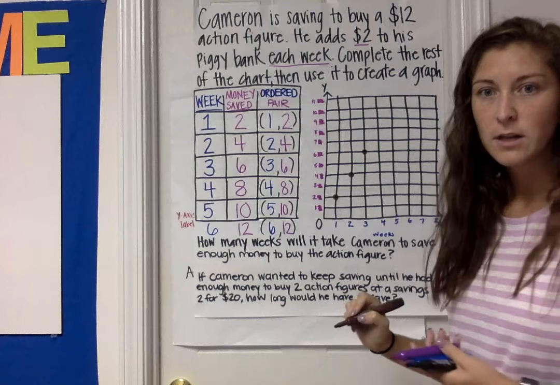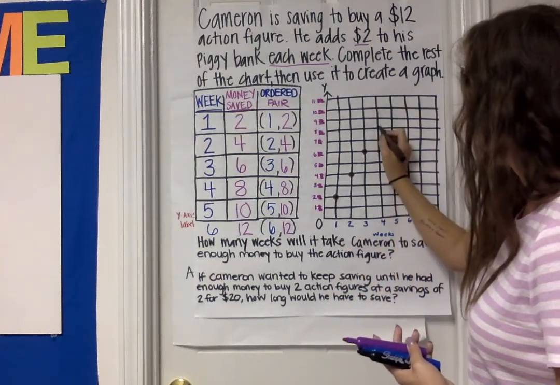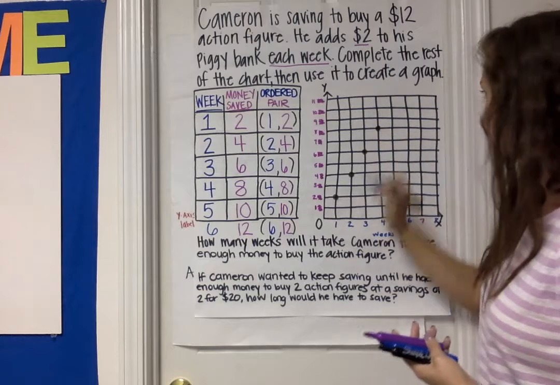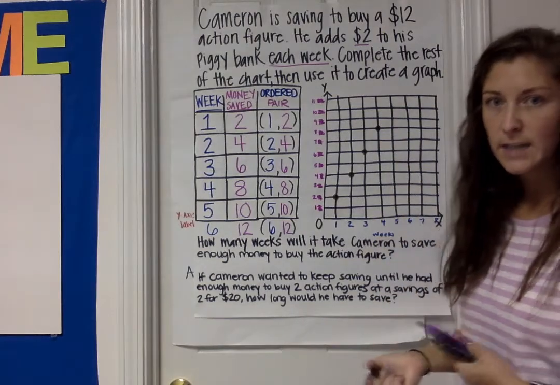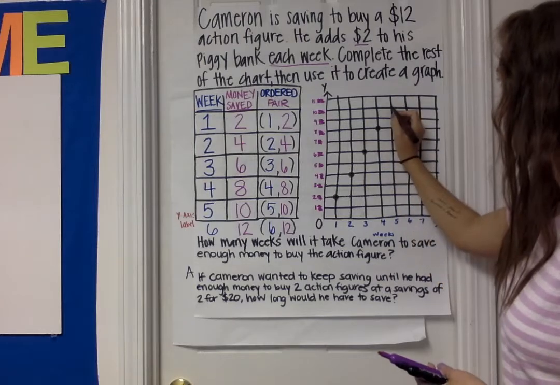The next one is (4, 8). So I'm going to go over 4. I'm going to go up 8. The next one is (5, 10). So I'm going to go over 5. I'm going to go up 10.